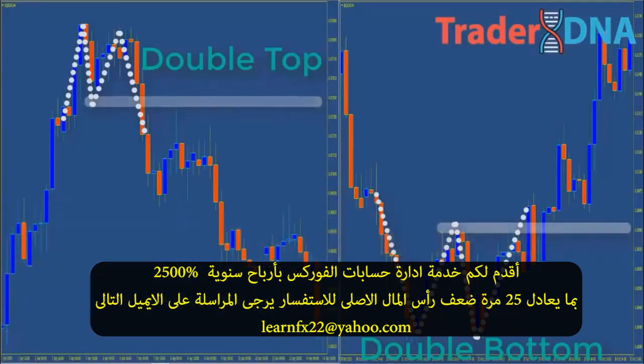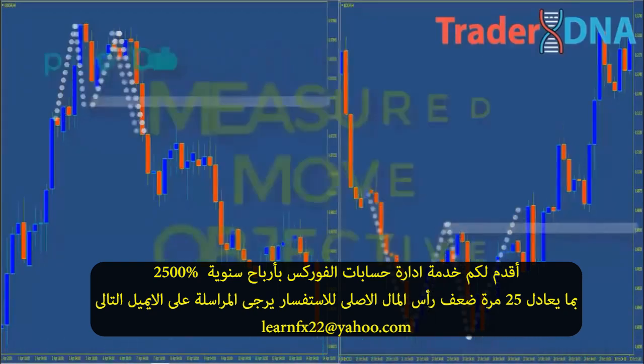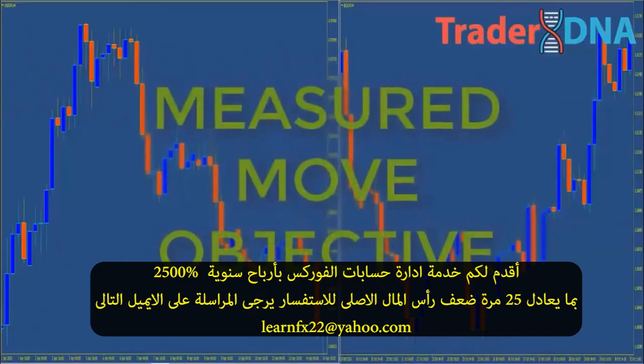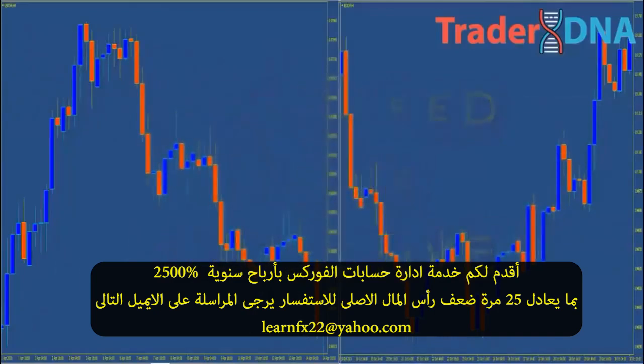Having said that, there is a way to identify a potential target when trading a double top and double bottom pattern. It's called a measured move or a measured move objective, and the concept is easy to understand. There are two things you need to do in order to identify the minimum potential of your double top and double bottom chart pattern.